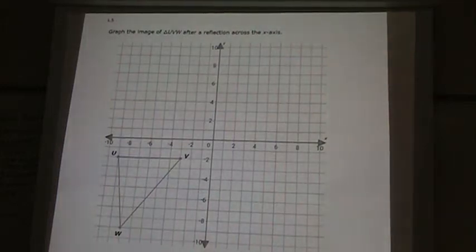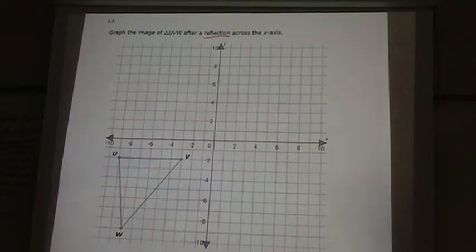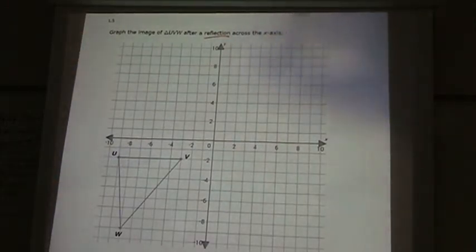Alright, now it's time for reflection examples. These are similar to the ones we did yesterday, but now we have a different transformation: reflection. Now with these graphs, when it says graph the image, it might be easiest to just do a flip, and I'll show you how that works.